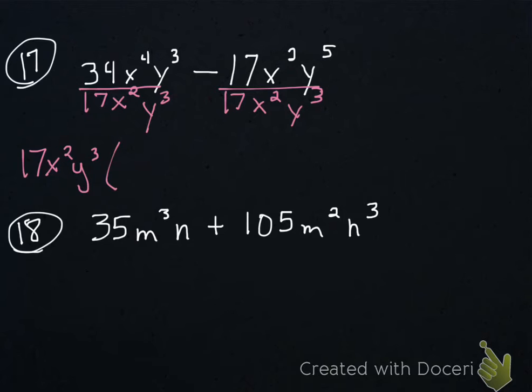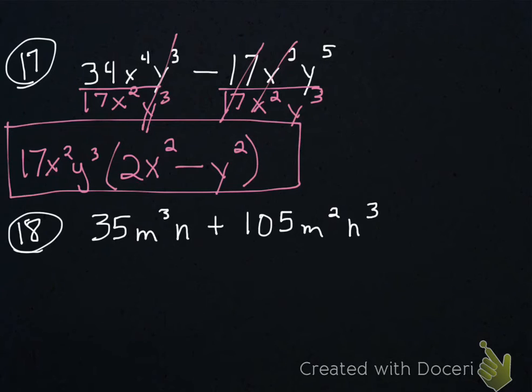Now let's see what we got left. 34 divided by 17 is 2. I had 4 x's, took 2 away. I still have 2. Y's cancel. Minus 17 divided by 17 is 1. X squared and x squared cancel. There's 5 y's. I took away 3. There's still 2. Okay, so my answer is 17 x squared y cubed times 2x squared minus y cubed.